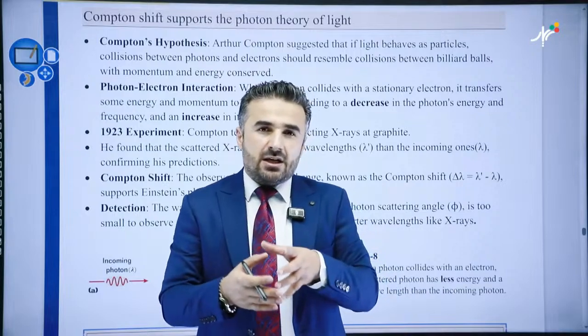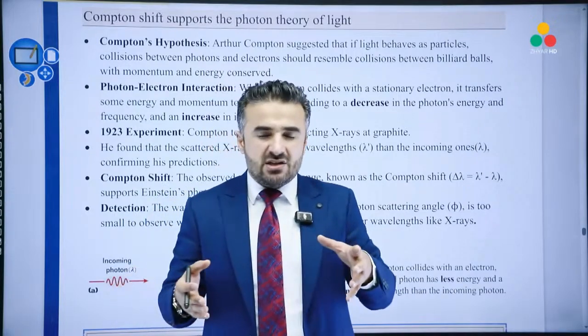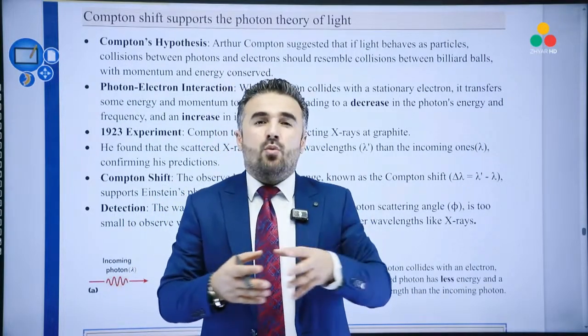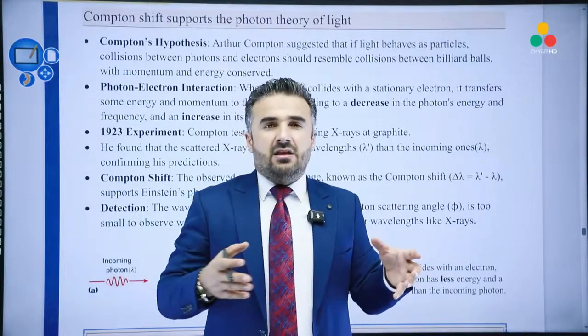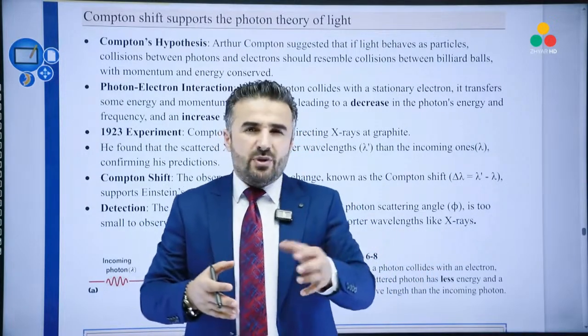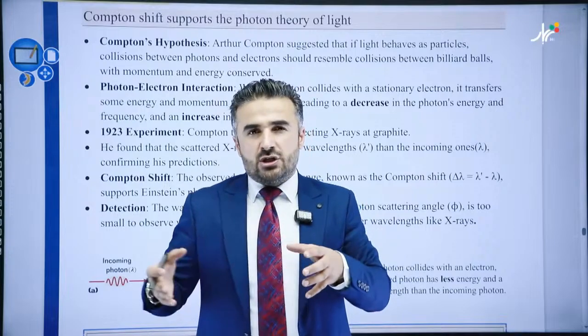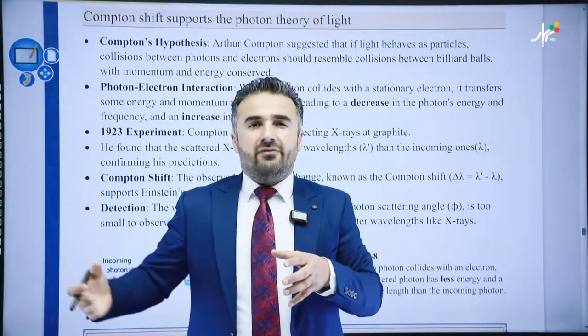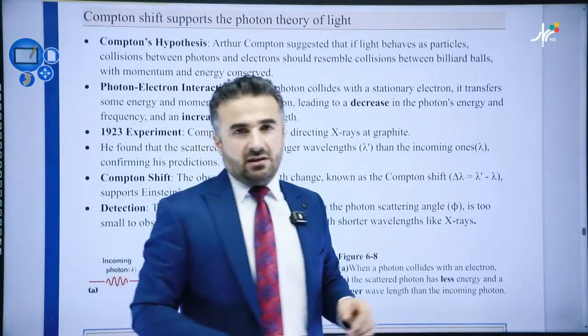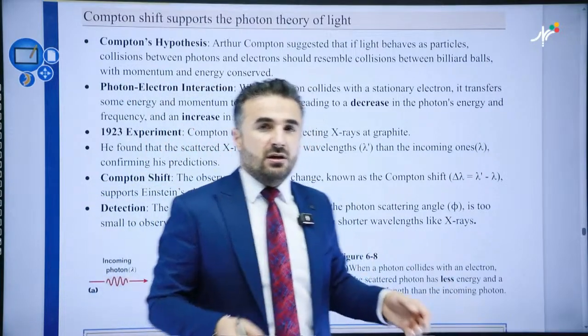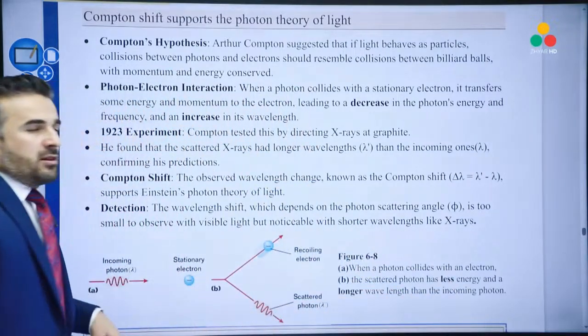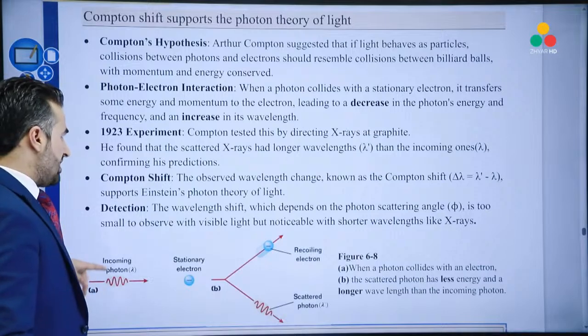So we can say Compton shift is basically the change in the wavelength of that photon. That is basically what we call a Compton shift. There is a shift, a change in its wavelength, energy, and of course frequency too.